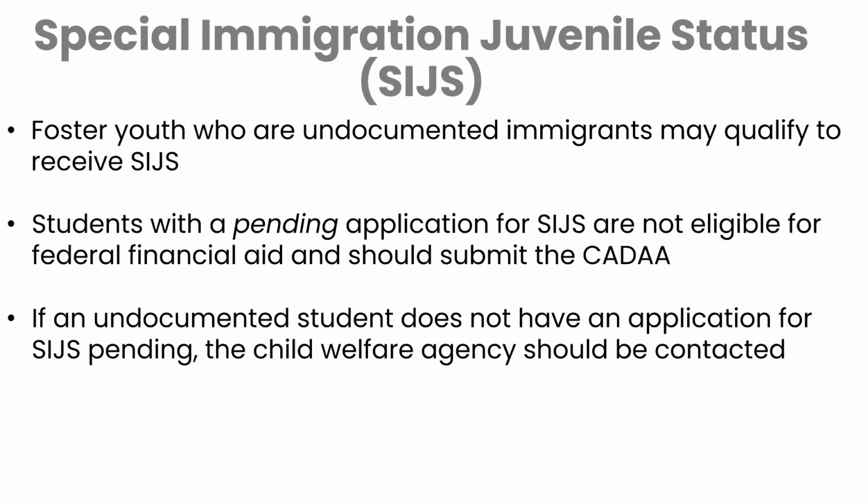Also to note, if you're working with a student who has not yet applied for SIJS, we recommend that they reach out to their child welfare agency just to explore if that might be a good fit for them, because ideally, if they are interested in applying and eligible, we'd want them to initiate that application before they turn 18. So just something to keep in mind for any of you working with foster youth who are also undocumented immigrants.